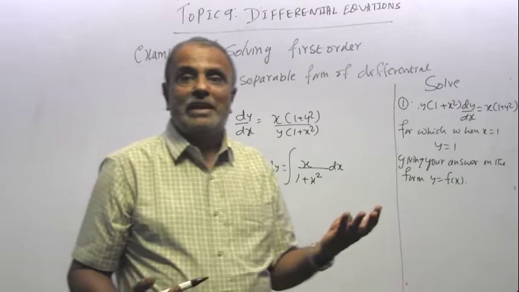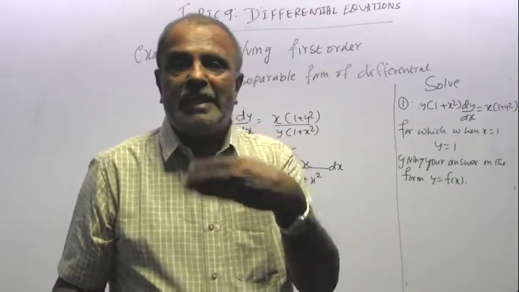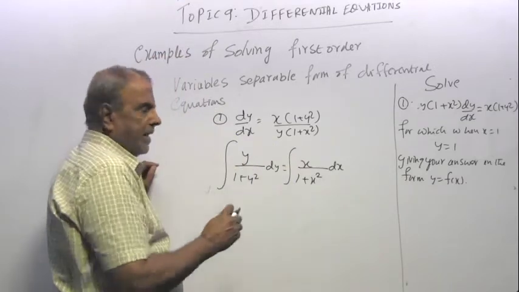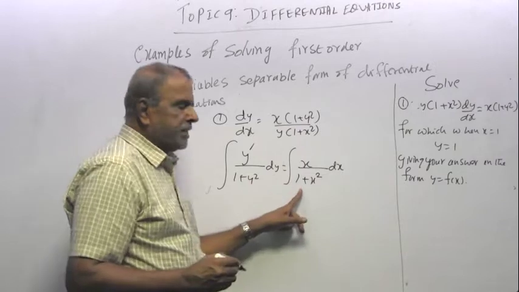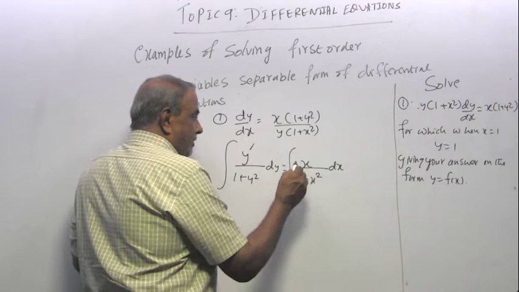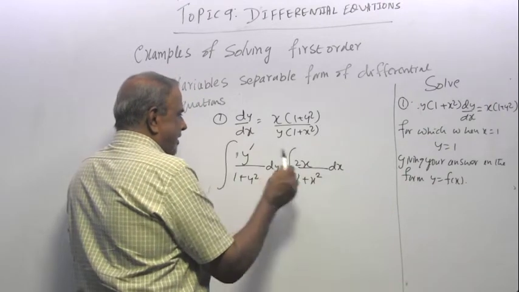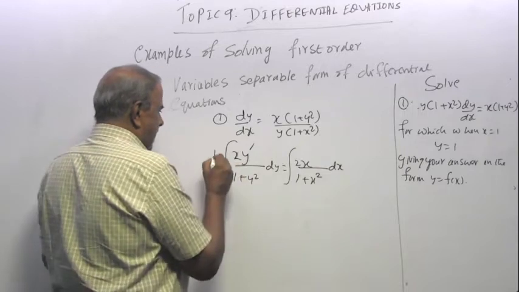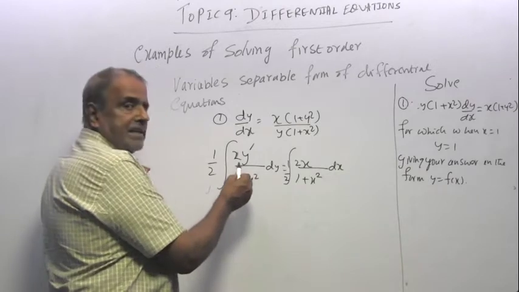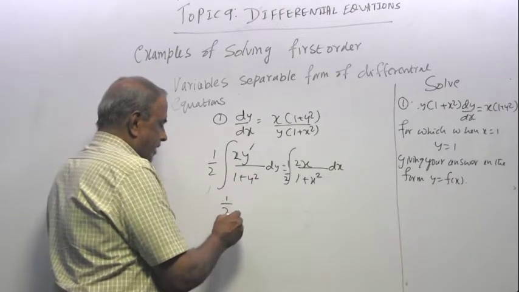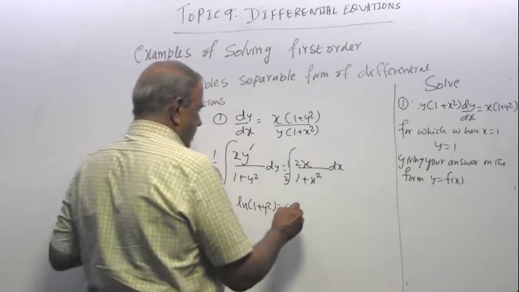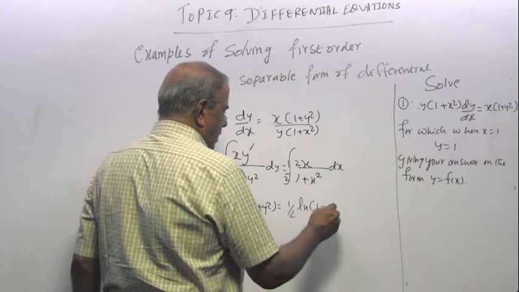Then before you go any further, find out the derivative of the denominator. When I differentiate 1 plus y squared, I get 2y. I have a y. When I differentiate 1 plus x squared, I get 2x. I have an x. So I will put a 2 and a half and a half. So now numerator is exact derivative of denominator. So half ln 1 plus y squared equal to half ln 1 plus x squared.